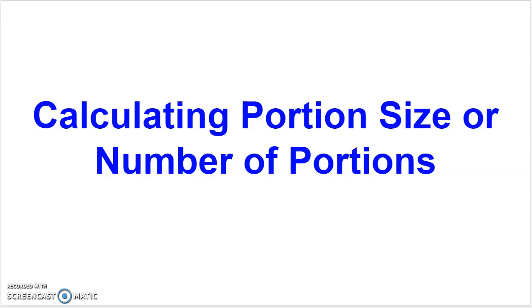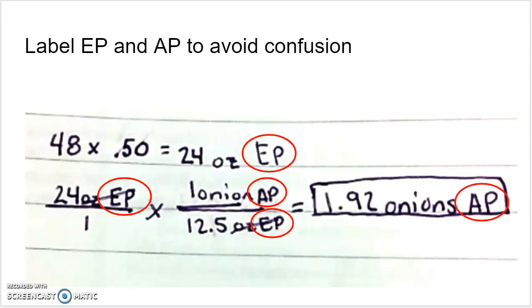In this video, we're going to talk about calculating portion size or number of portions. So one thing I want to remind you about is get in the habit of labeling EP and AP in your work. A lot of the mistakes that I see people make is that they're doing correct calculations, but then they're forgetting whether what they calculated was EP or AP.